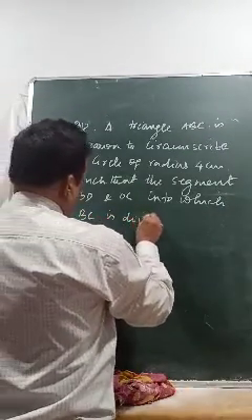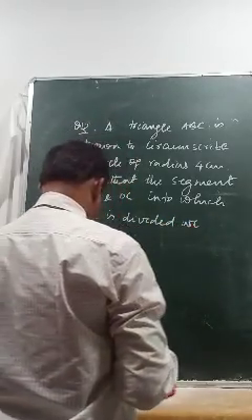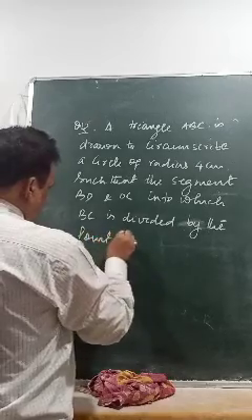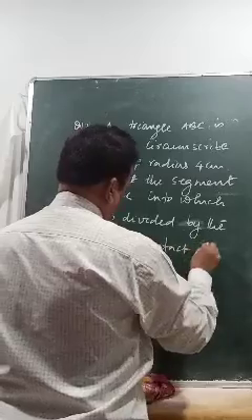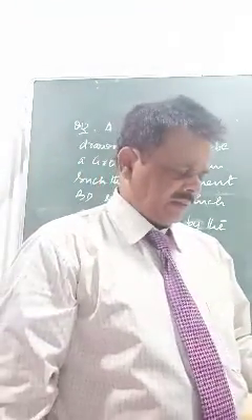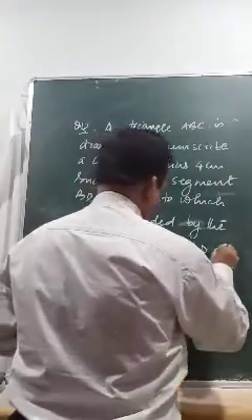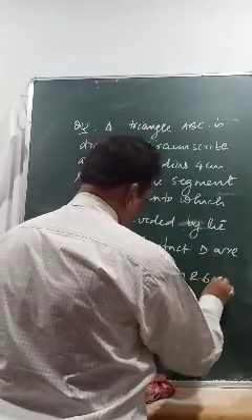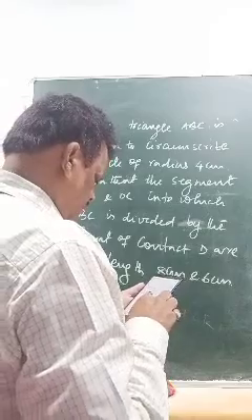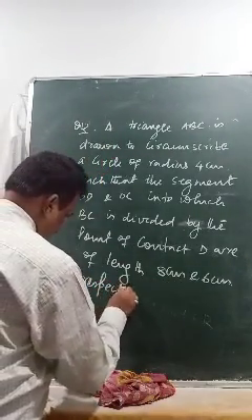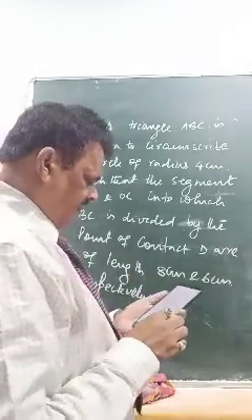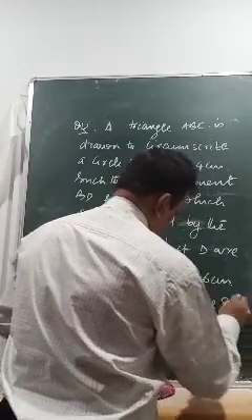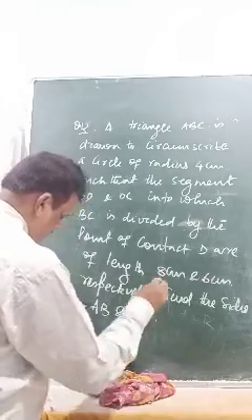are of lengths 8 centimeter and 6 centimeter respectively. Then what happens? Find the sides AB and AC. Okay, try to understand. Triangle is drawn to circumscribe a circle of radius 4. There is a circle, triangle is drawn.